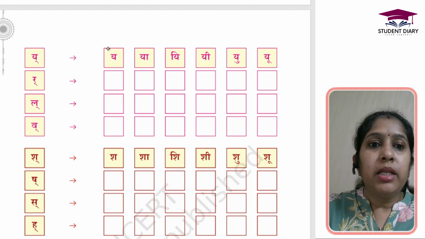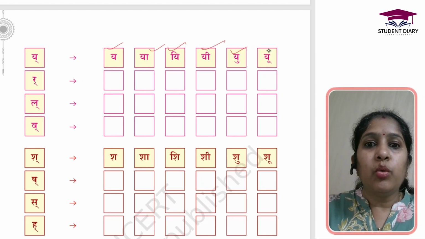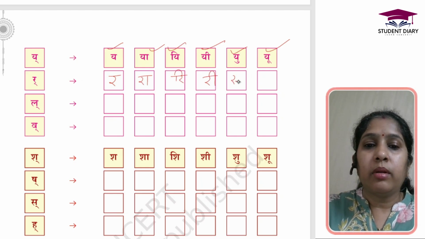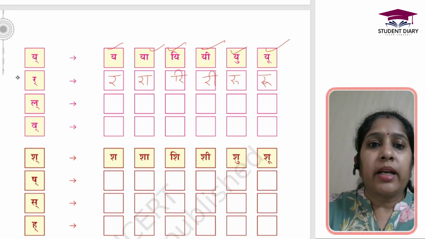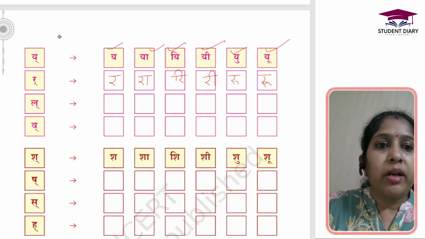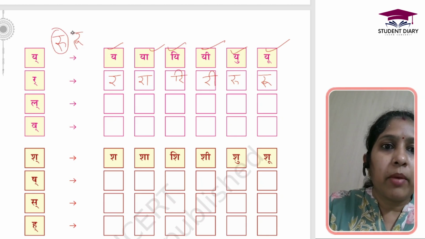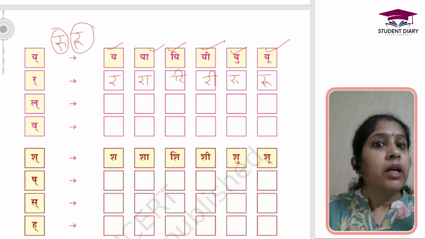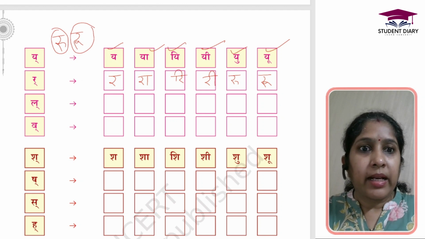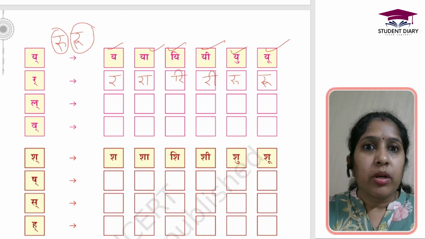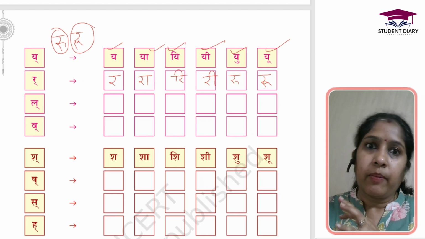So for ya, how does it go? Ya, ya, yi, yu. Same way for ra, it is going to be ra, ri, ru, ru. So remember that in ra, when you have to put chote or bade u ki matra, chote u ki matra just put like this. You just don't put the same in both of them. So this is chota u ki matra and this is bade u ki matra. There's a difference in both of them. So while writing it, make sure that you know which matra you're putting. You want to write chote u ki matra or you want to write bade u ki matra.